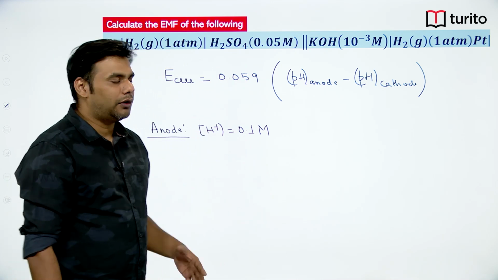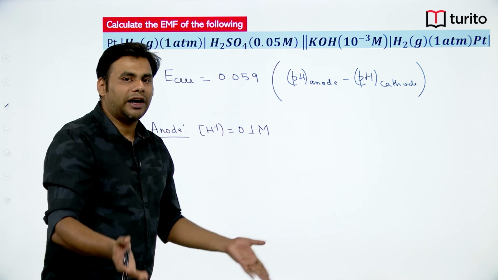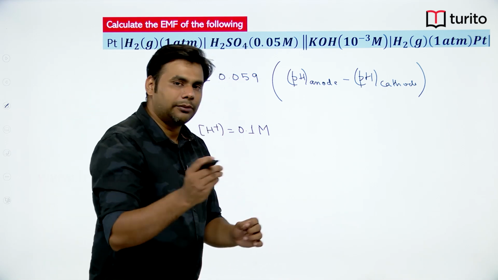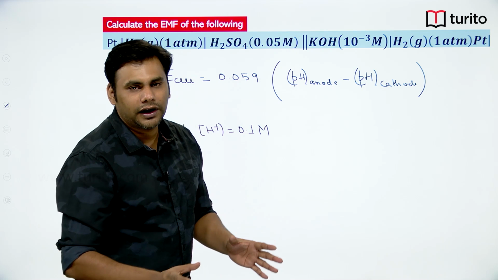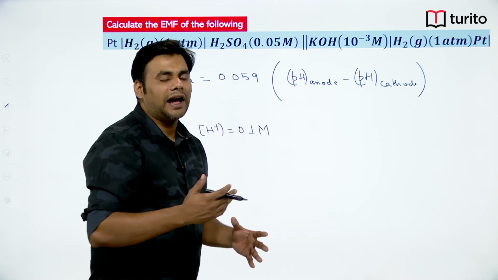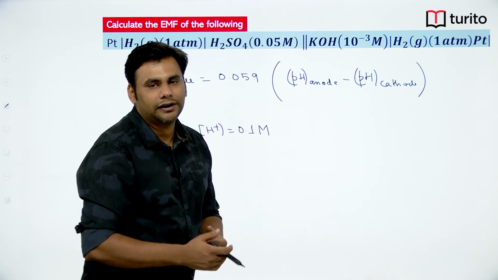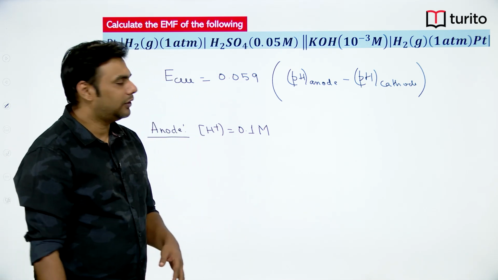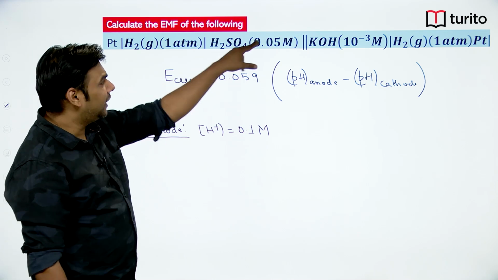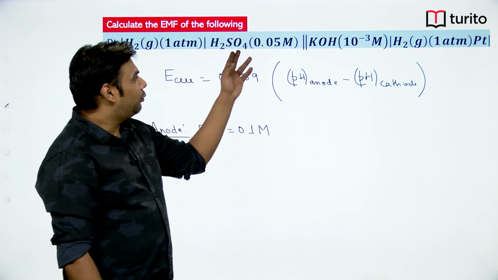Okay, so the only thing required is the full concentration. Still, it might happen that even after full concentration you are missing out on 1 or 2 things, but don't worry about that, that gets rectified as you proceed. With time these kinds of mistakes will get rectified. Okay, so at anode we know that the concentration of H plus is 0.1.